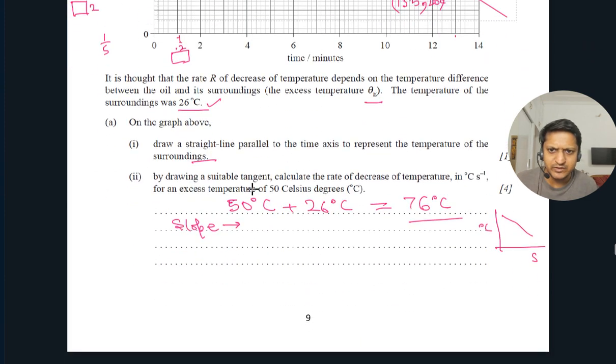So by drawing a suitable tangent, calculate the rate of decrease of temperature. So it's a negative slope. So we can say that the rate of decrease of temperature for excess temperature at this point is 6.26.